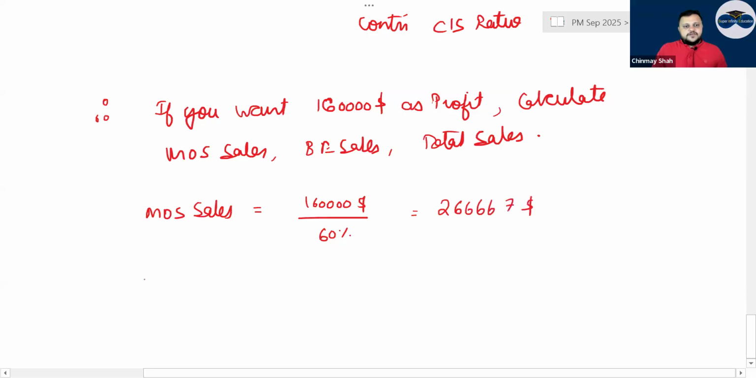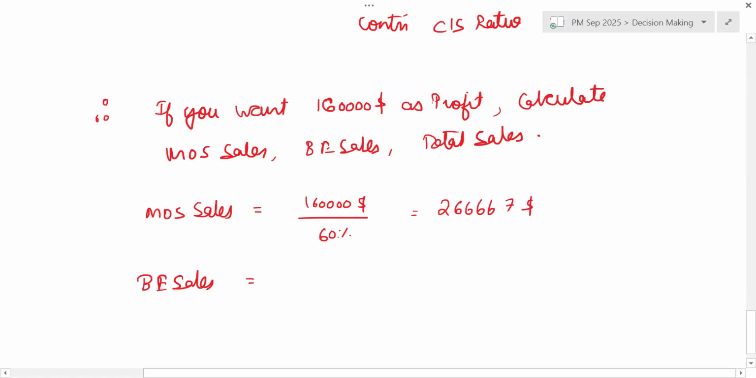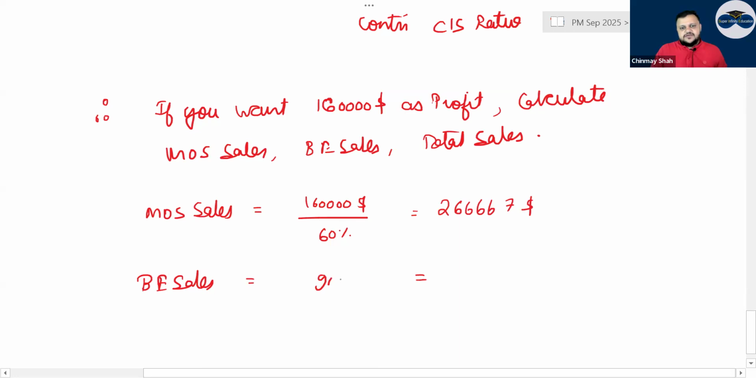Right. What is break even sales? Will break even sales change, or will it remain same that you have calculated above? Remain same. How much was that above? 90,000 by 60%, correct? 150,000. How much is total sales?